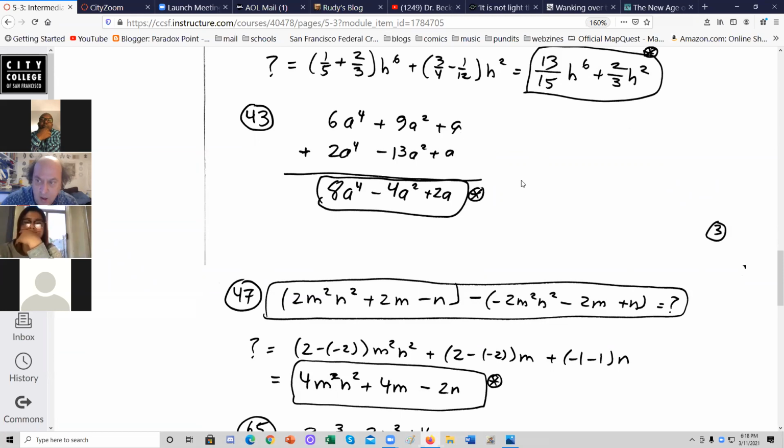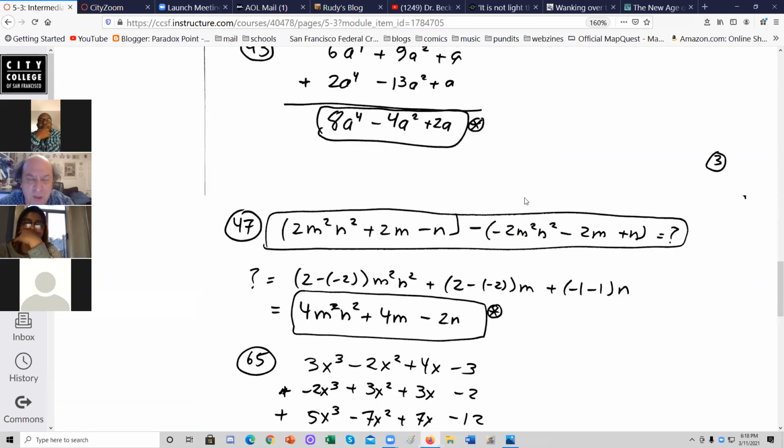5.3, page 3a. Now here we have terms with more than one variable, so watch out. 2m squared n squared plus 2mn minus n, minus a negative 2m squared n squared minus 2m plus n. What is that? Well, here's an m squared n squared here and here. So those are like terms, so we combine the coefficients. 2 minus a negative 2 times m squared n squared.